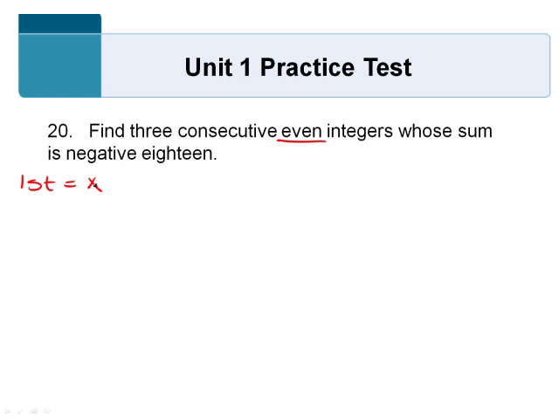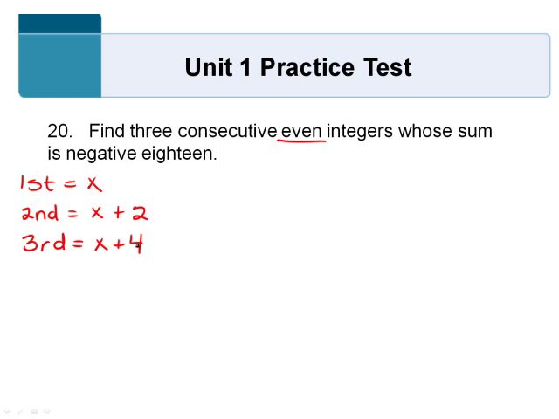All right, the second integer is, since we want even, it's going to be x plus 2, because that's the difference between any even integers, just 2. Now, the third one is going to be x plus 4. So there's our 3 even integers.